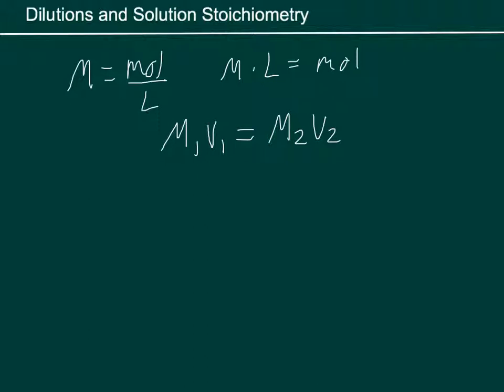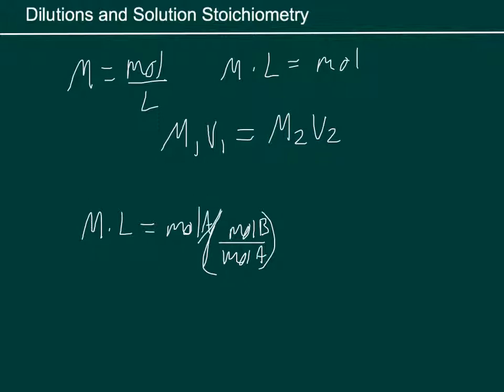For solution stoichiometry, we're going to use that molarity times liters equals moles, and from there you can just do the stoichiometry. So if you get moles of A, you can just convert to moles of B over moles of A, and now we can cross that out. Same as any other stoichiometry problem. Alright, so let's go through two examples of these.